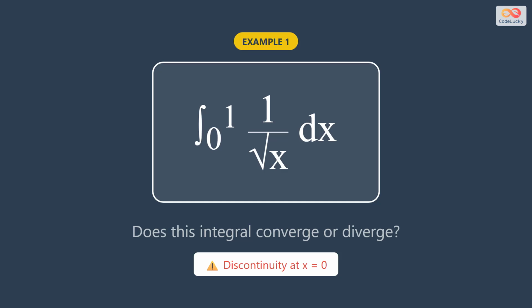Let's look at a classic example. The integral from 0 to 1 of 1 over the square root of x. Notice that if you plug in 0, you are dividing by 0. This means there is a vertical asymptote at the start of our interval. Does this area converge or diverge?